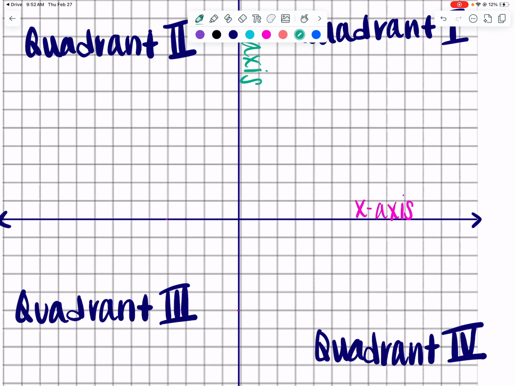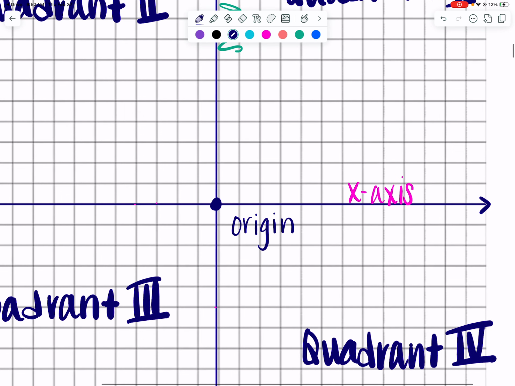Every time you start counting to plot a point, you start right at the center at a super special point called the origin. Just like the word originate, where something begins, this point, 0, 0, is called the origin. Now to be consistent, I'm going to use my X and Y colors. My X's were pink, so this is 0, and my Y's were green, so this is 0.